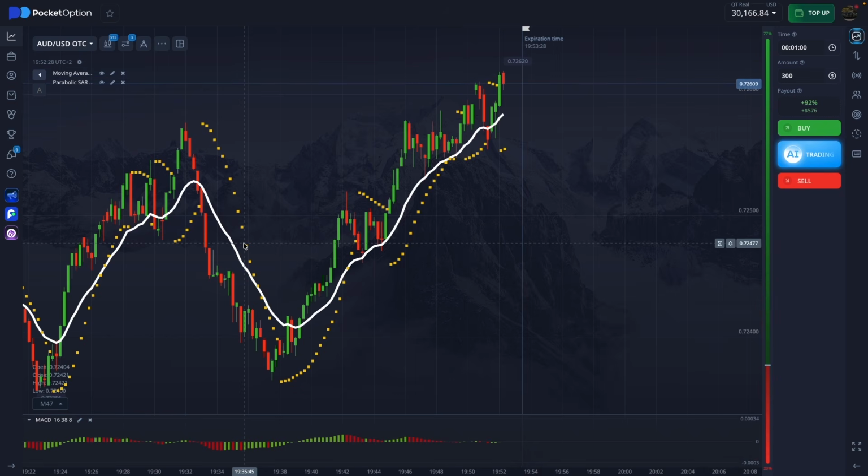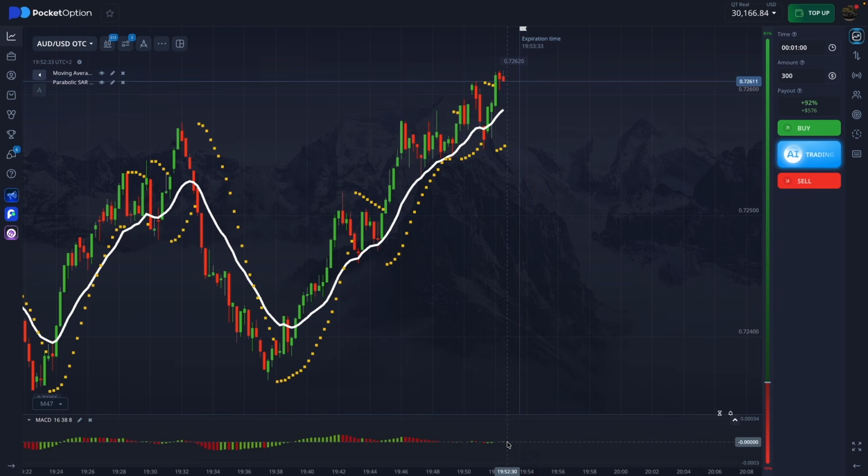And the last indicator I pay attention to is the MACD indicator. In order to make an up trade, I need the MACD indicator bars to be above the 0 mark. To make a down trade, the MACD indicator bars should be below the 0 mark.